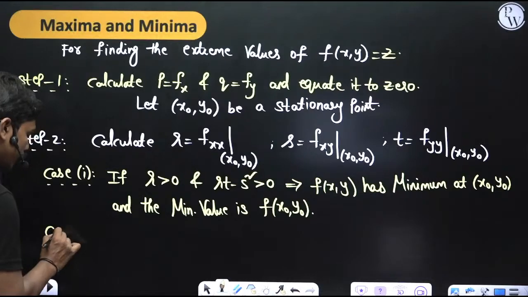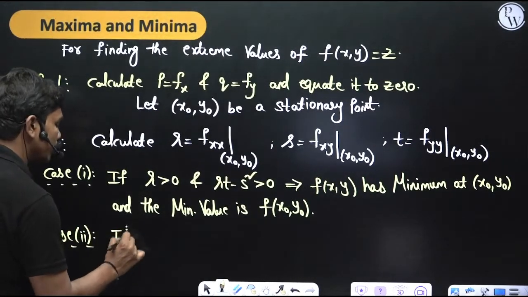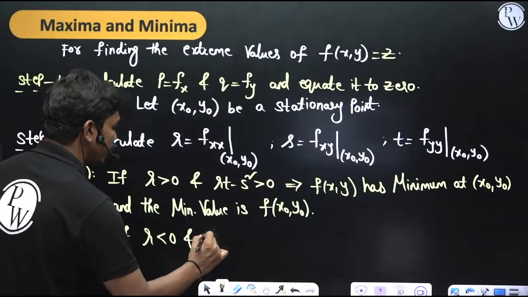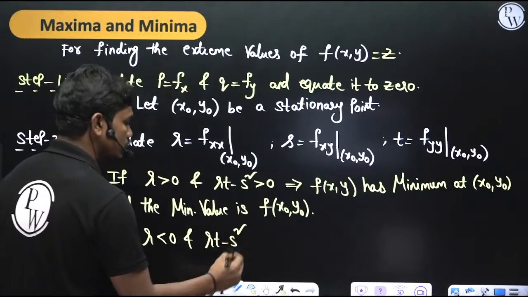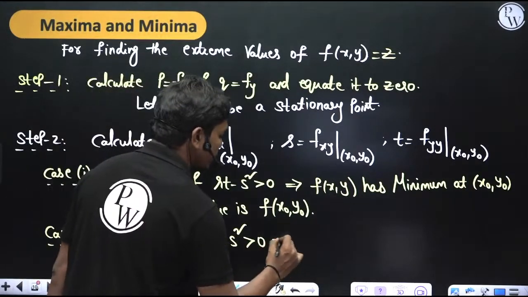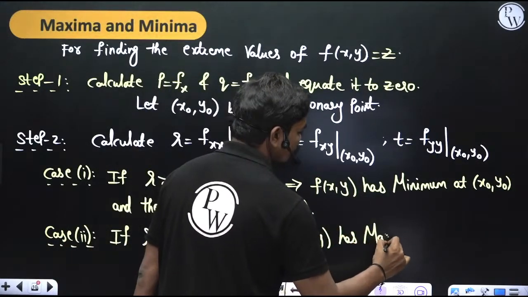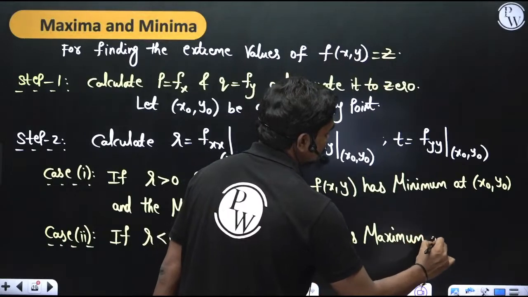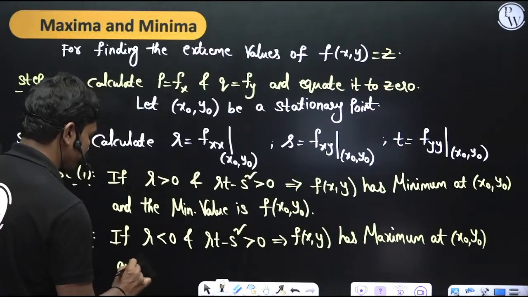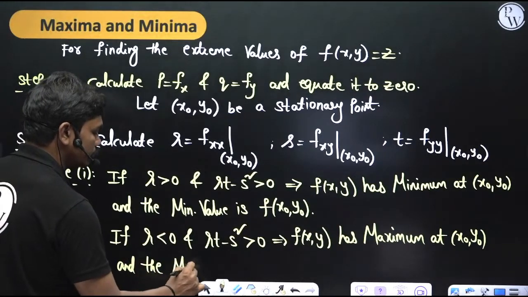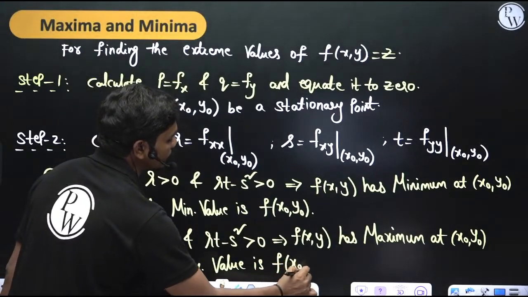Similarly, case 2, if r is negative and rt minus s square is greater than 0. Sorry, this is positive always, so rt minus s square is positive. This implies f of x comma y has a maximum at the point x naught y naught, and the maximum value is f of x naught y naught obviously.